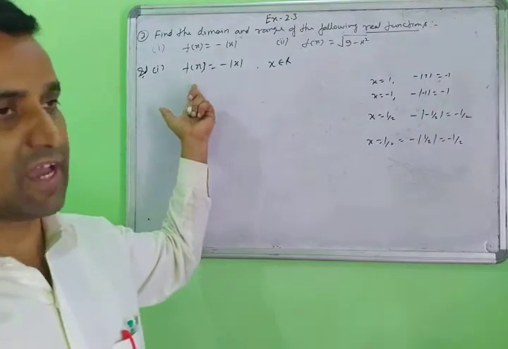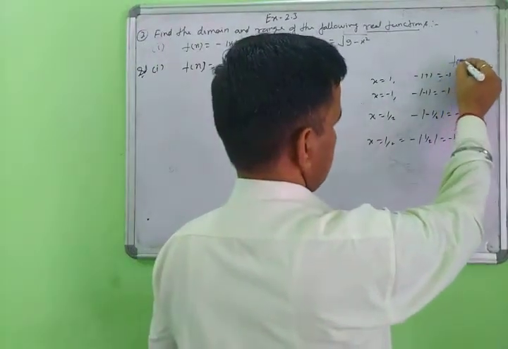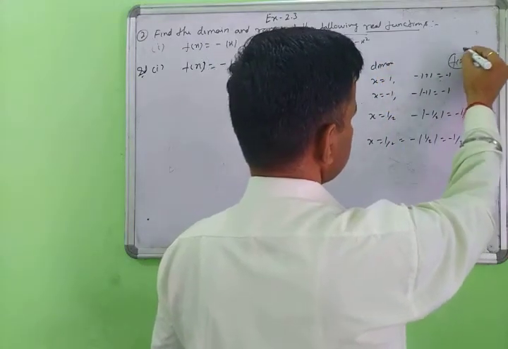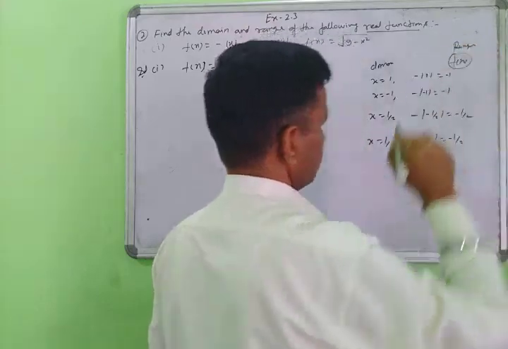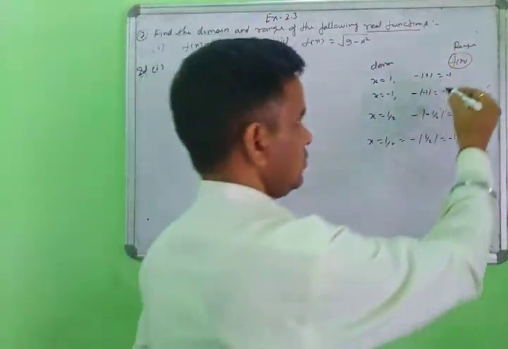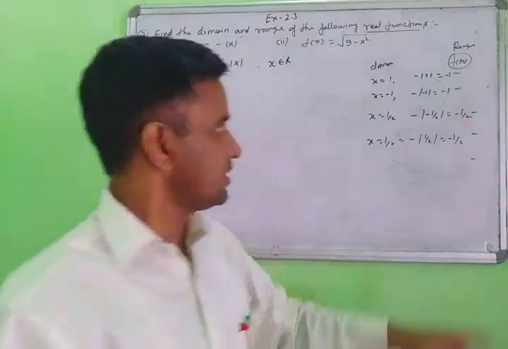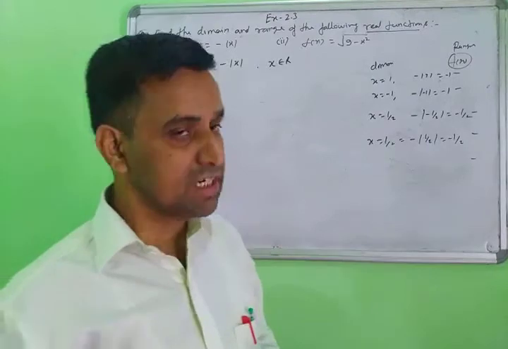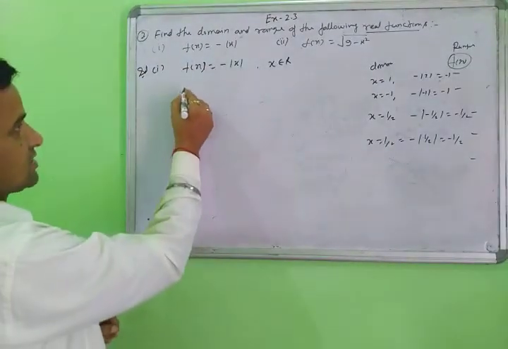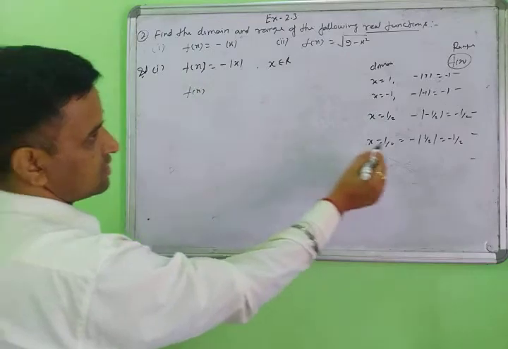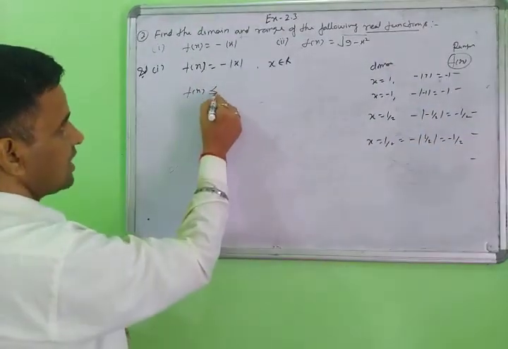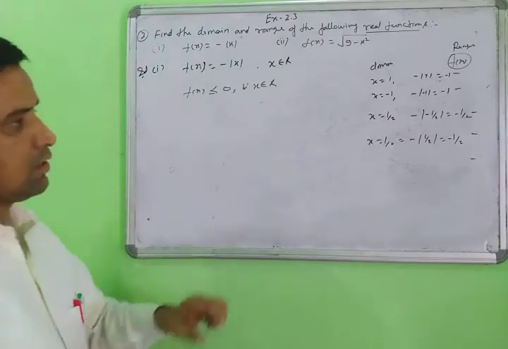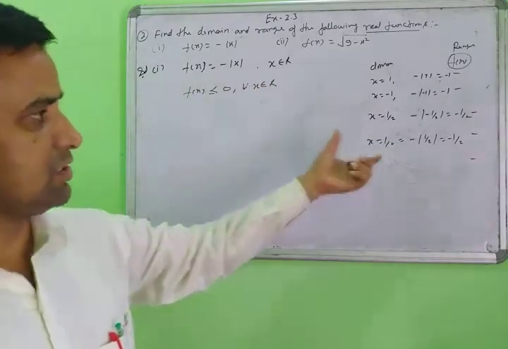What is the value of f(x)? This is the value of f(x), which is the range, and this is the value of the domain. These values are called the range values, and these are called the domain values. When you put in x, what is the value of f(x)? You check this: f(x) is always less than or equal to 0 for every x belonging to R. What is the conclusion of this?